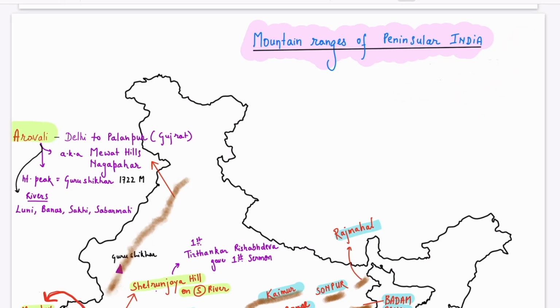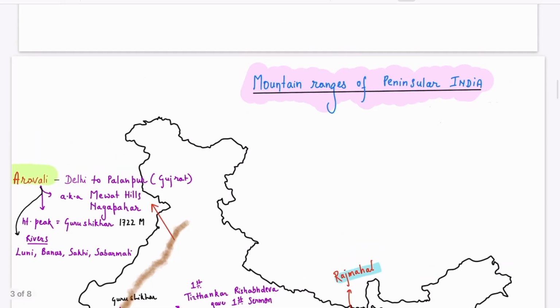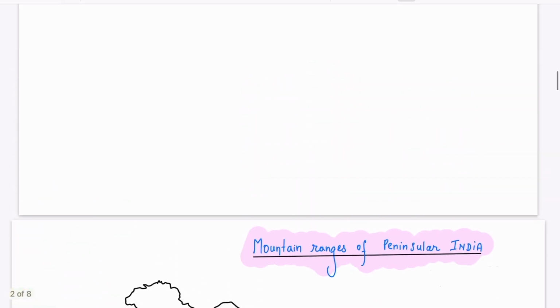Now we have come to theme 2, and the second theme is with respect to India's mountain ranges and hill ranges. Now, the mountain ranges and hill ranges, we are going to divide it in three parts. In part 1, we are going to cover mountain ranges and hill ranges of peninsular India. In part 2, we are going to cover mountain ranges of northeast, and in part 3, we are going to cover the Himalayan mountains.